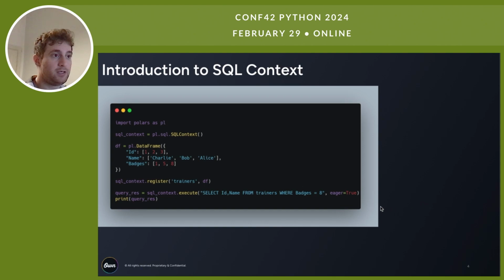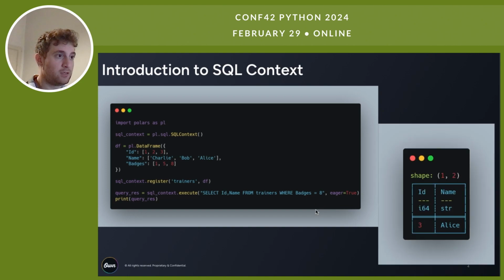8 badges. Here we are using the argument eager equal true. Eager basically means that Polars will return a data frame as the result and not a lazy frame, which is the default. In case our result is small and can fit in our memory, we can use eager equal true. And then we are printing the result. So let's look at our result here. We have a small dataset with the columns ID and name. ID is an integer and name is a string. And we have Alice, which is the only one that matches our query because she has 8 badges. So that's SQL context in Polars.